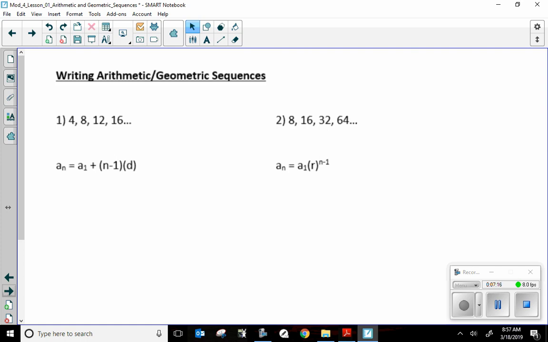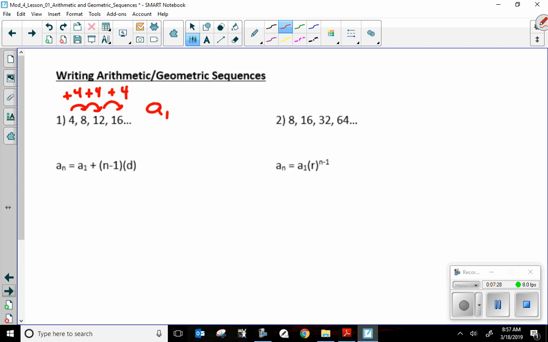4, 8, 12, 16. I hope you know that's arithmetic, because all I'm doing is adding 4 to each term to get to the next term. So right now, my very first term happens to be 4, and my common difference also happens to be 4. It doesn't always happen that they're the same. That's not a rule. Don't make your common difference always the same thing as the first term. That happens to be what we have here.